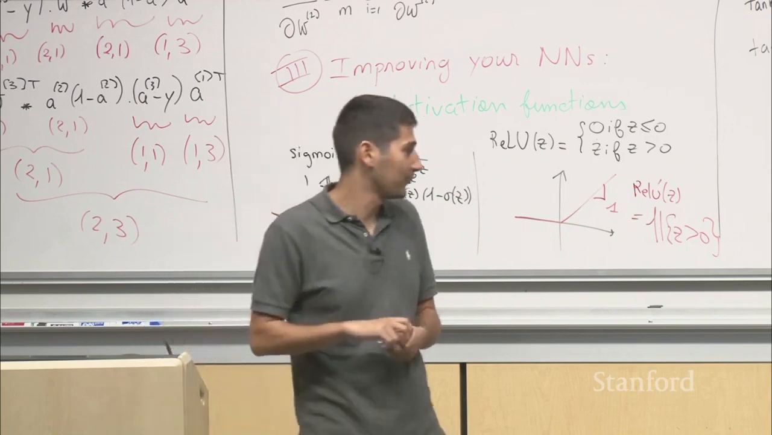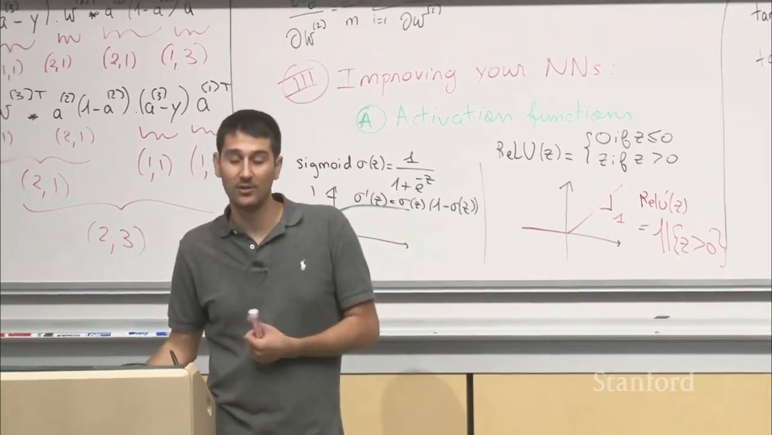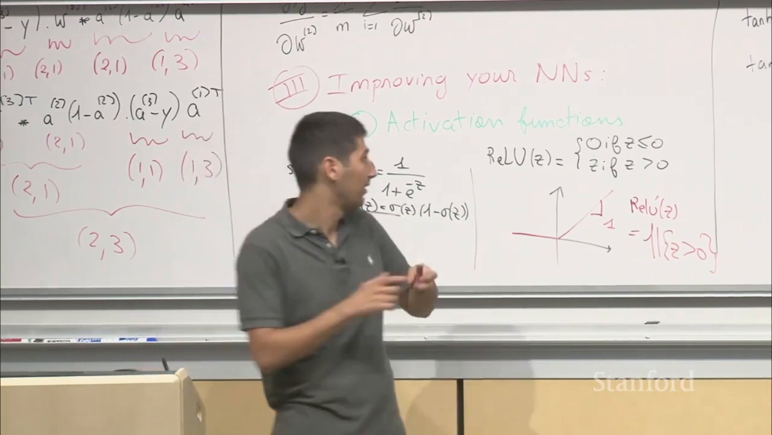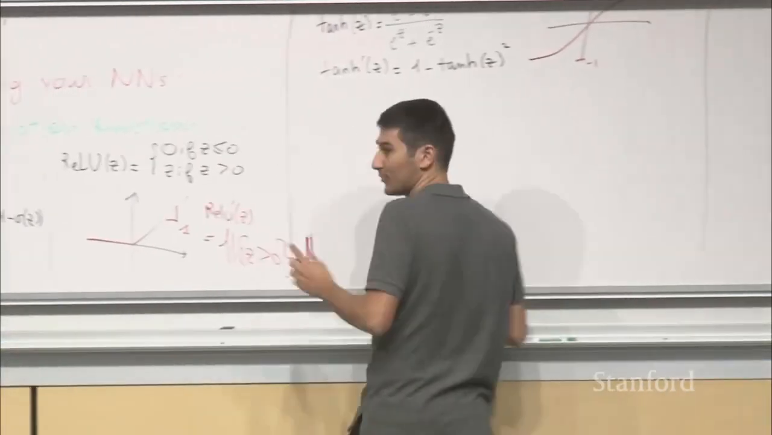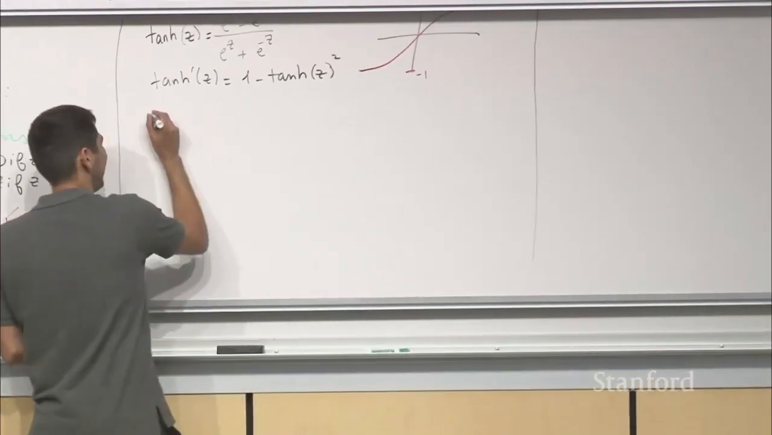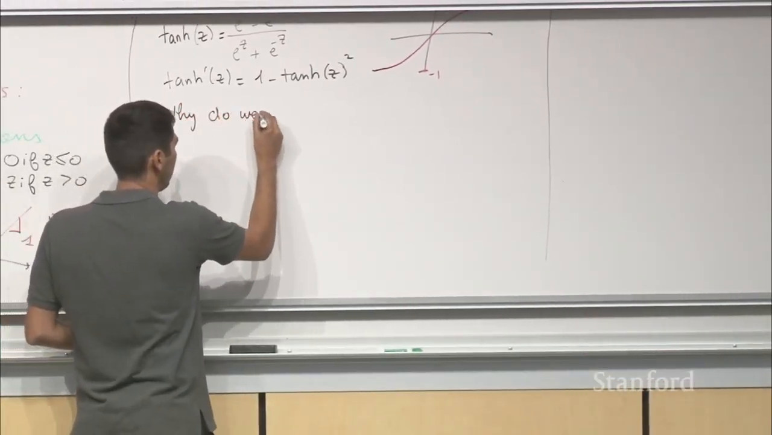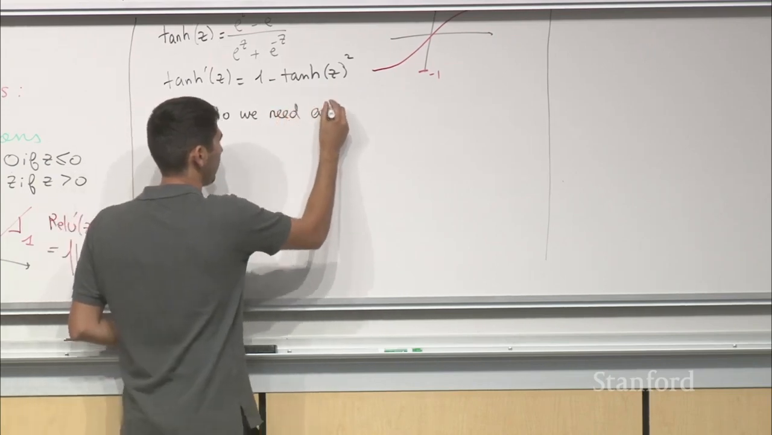Good question. Why do we consider these functions? We can actually consider any functions apart from the identity function. So let's see why. Like, why do we need activation functions?